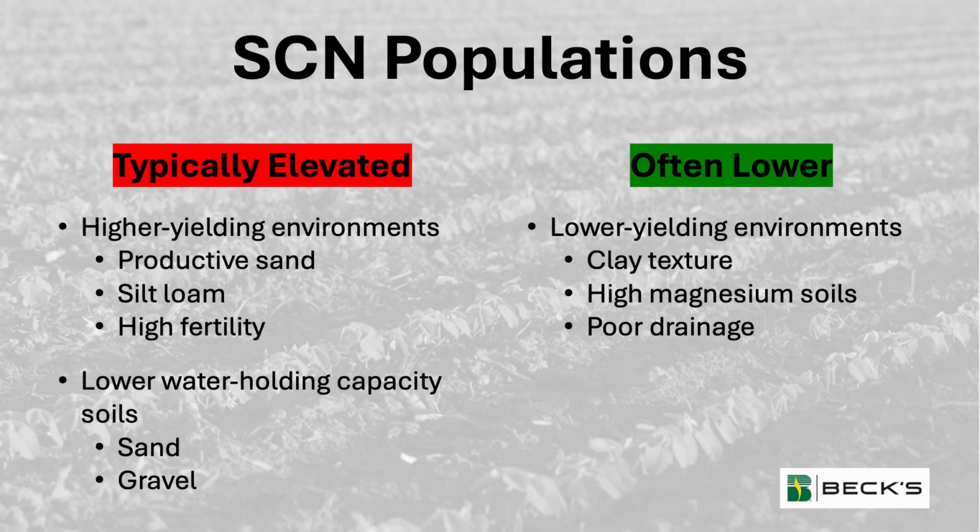The number one robber of U.S. soybean production in terms of yield is actually soybean cyst nematode. However, our populations throughout our fields will vary rather significantly. Many times the environments that lead to higher productivity, like higher fertility, silt loams, productive sands, oftentimes is where we find our highest populations. We also see elevated populations in pure sands and gravel as well. But on the contrary, typically our lower fertility and our clay textured soils, our populations are somewhat reduced.